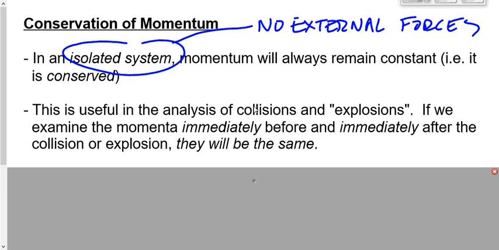Remember that scene from WALL-E, where WALL-E has the fire extinguisher? All the powder from the fire extinguisher goes one way, WALL-E goes the other way, right? All of those are like explosions. They're not literally explosions, but they're like explosions where one object becomes two. If we look at the momentum immediately before and immediately after a collision or explosion, we get a good way to analyze it, using this new thing called the law of conservation of momentum.